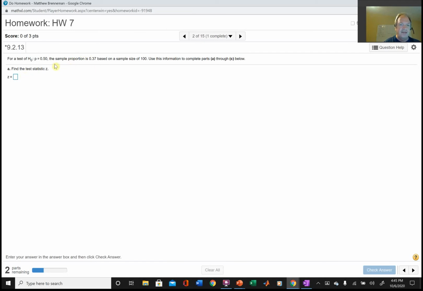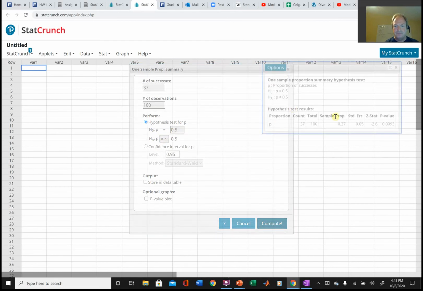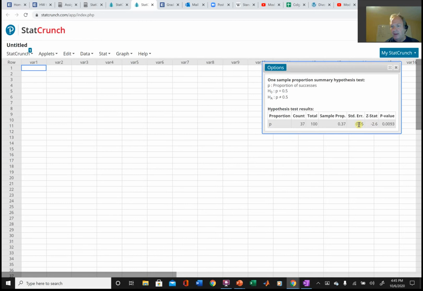So the test statistic will actually be the same no matter what sort of hypothesis test you're running. So I can just run it with whatever I want here. It doesn't really matter what the alternative is. And this is my test statistic, the Z-stat, and it's minus 2.6. That's my test statistic right here.